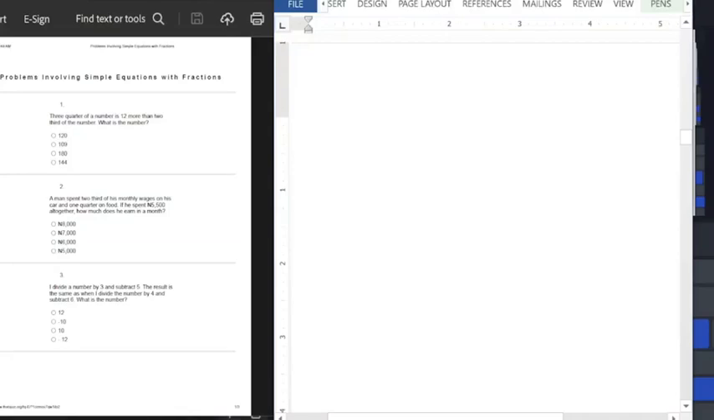So we want to look at questions to problems involving simple equation. The first question says 3/4 of a number is 12 more than 2/3 of the number. What is the number? So we're going to let the number be x.